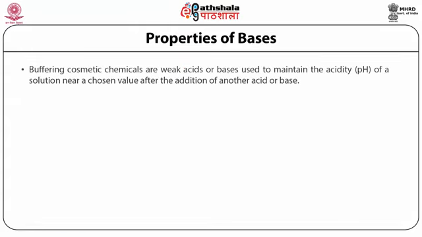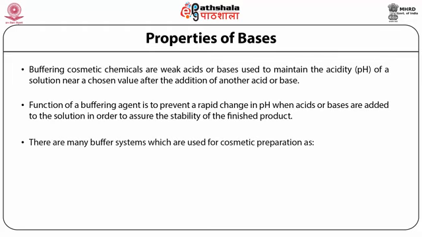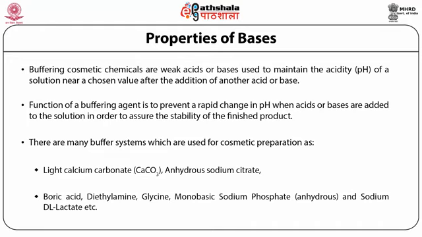Buffering cosmetic chemicals are weak acids or bases which are used to maintain the acidity, that is the pH, of a solution near a chosen value after the addition of another acid or base. The function of a buffering agent is to prevent a rapid change in pH when acids or bases are added to the solution, in order to assure the stability of the finished product. There are many buffer systems which are used for cosmetic preparation, like light calcium carbonate, anhydrous sodium citrate, boric acid, diethylamine, glycine, monobasic sodium phosphate, and sodium DL-lactate.